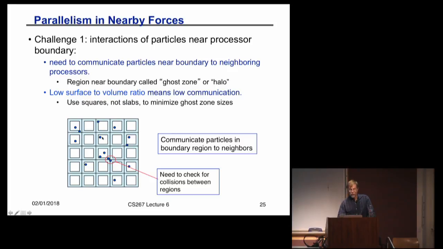And if you're not near the border, you're not going to move very far, so I know you're not going to collide. So most of the particles are going to be on the inside, in the white parts, and I can just independently in parallel move them and not worry about collisions.